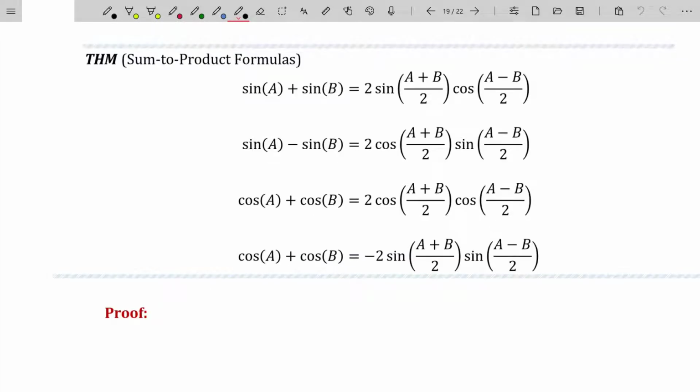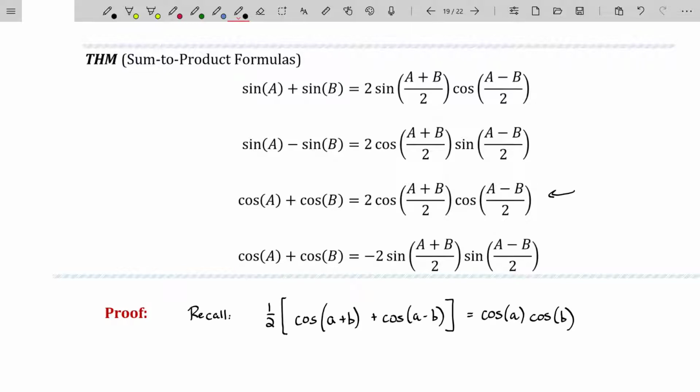The sum to product formulas actually are derived from using the product to sum formulas. So let me go ahead, we'll prove this one only, because, well, we just proved its sister on the other page.